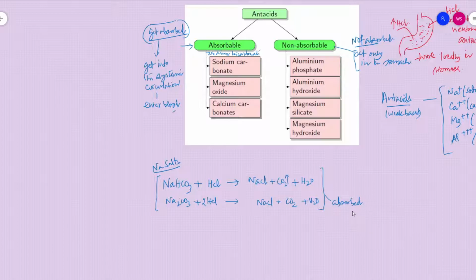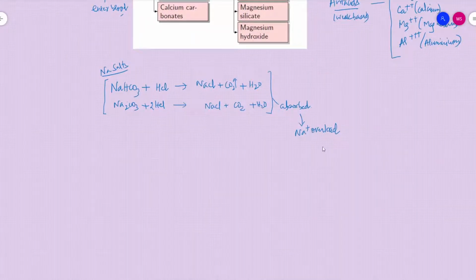So when they get absorbed, what happens? You see there is lots of sodium. So if they get into the blood, potentially they can cause sodium overload. They can increase the amount of sodium in the blood. And what can happen if sodium increases in the blood? Yes, very good. There can be water retention. Again, water retention can increase blood pressure, and increased BP can lead to heart failure. So there can be an overload of sodium.